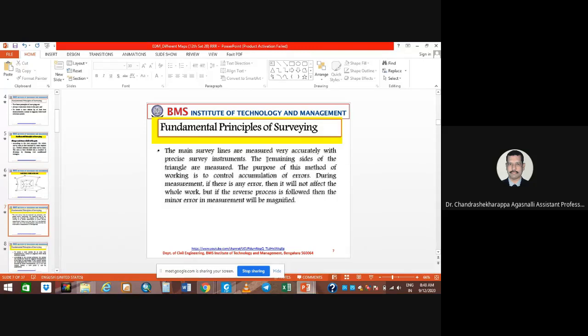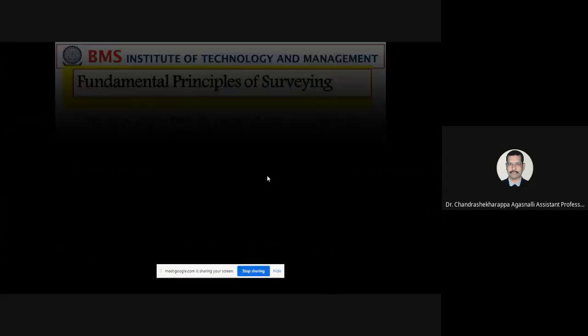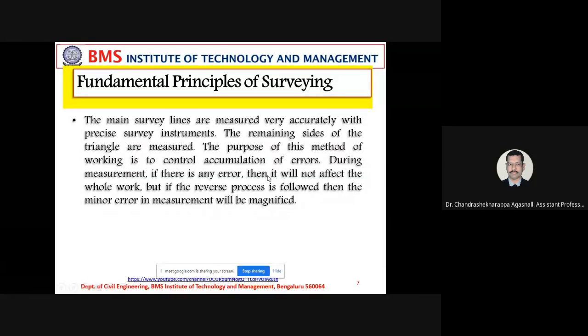The main survey lines are measured very accurately with precise survey instruments, and the remaining sides of the triangles are measured. The purpose of this method of working is to control accumulation of errors. Accuracy is most important to avoid accumulation of continuous errors during the measurement. If any error has happened, then it will not affect the whole work. So wherever you notice the error, rectify it immediately there only. Don't carry it forward up to the end of the day.